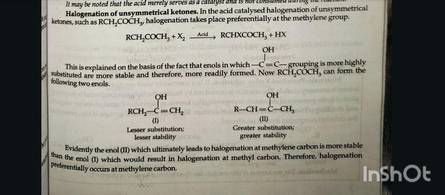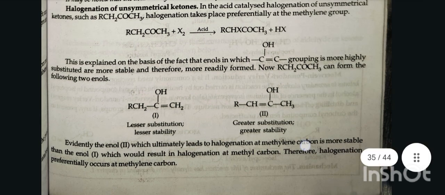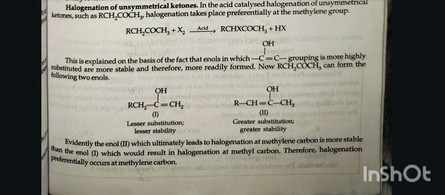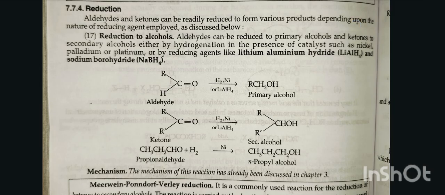Eventually, the enol which ultimately leads to the halogenation of the methylene carbon is more stable than the enol which would result in halogenation at the methyl carbon. Therefore, halogenation preferentially occurs at the methylene carbon.